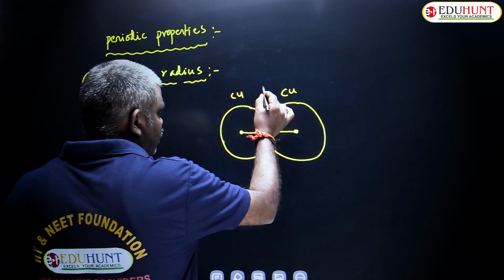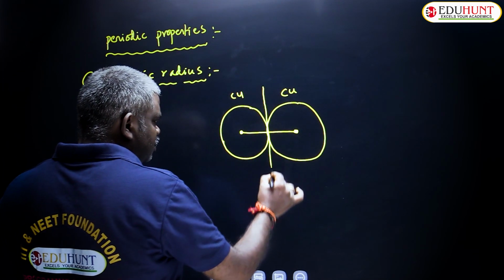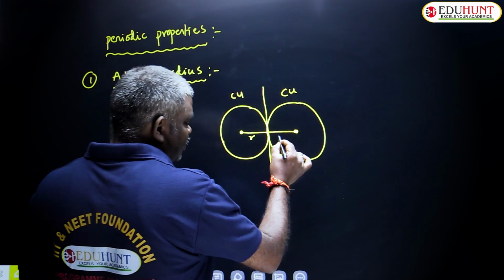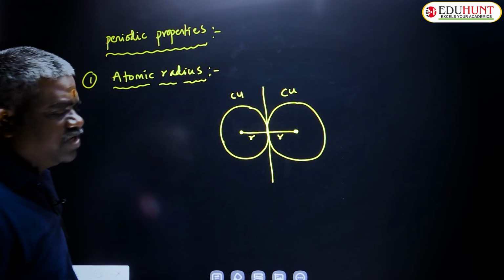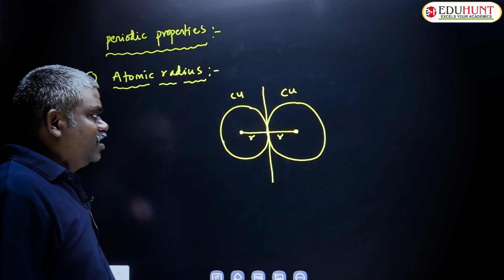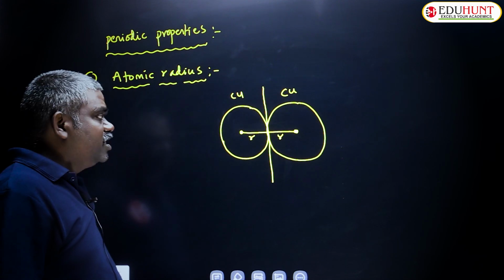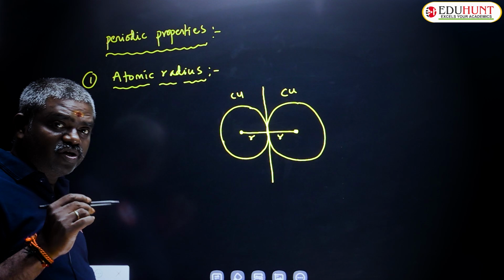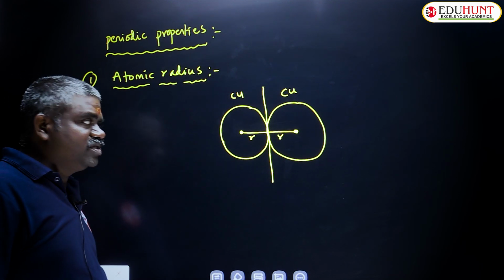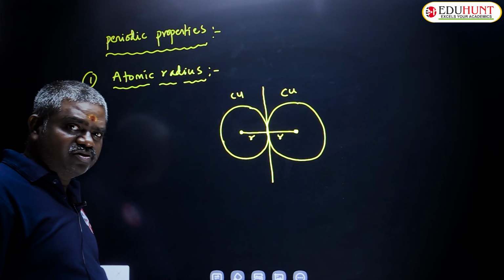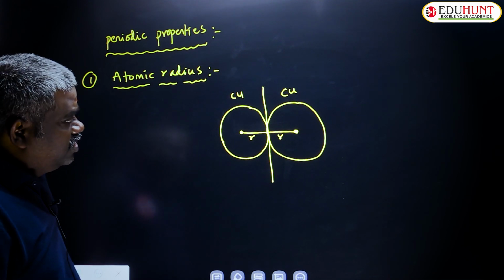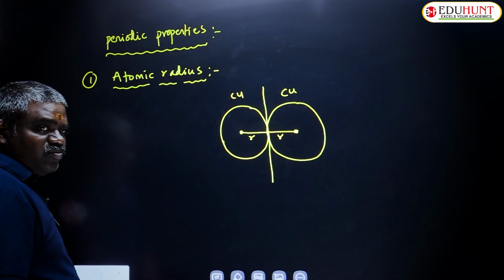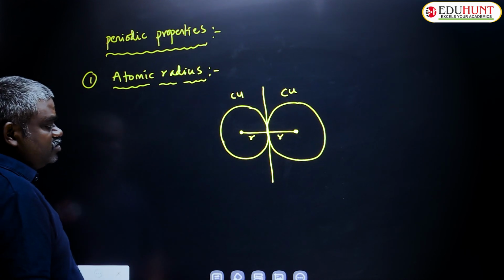Then what is atomic radius? It is known as atomic radius R, here the atomic radius R of the copper. Atomic radius is the half of the distance between the centers of the two nuclei. The half of the distance between centers of the two nuclei is called atomic radius. Understood or not? Take another example also.